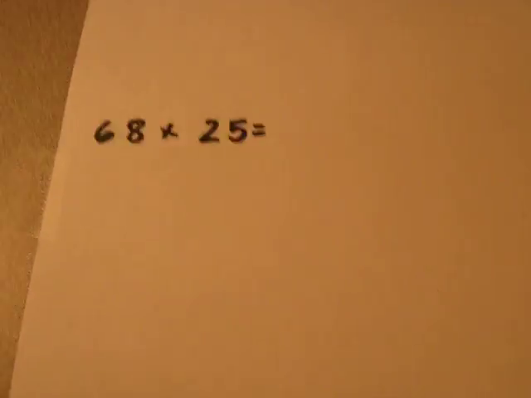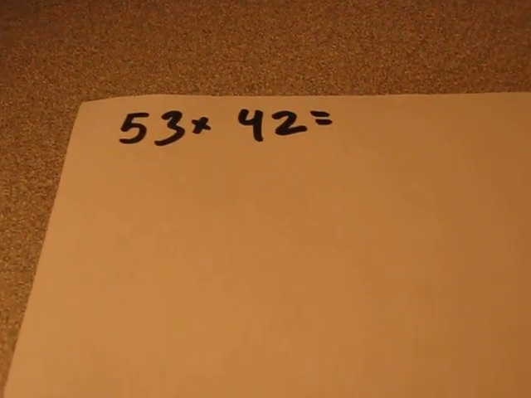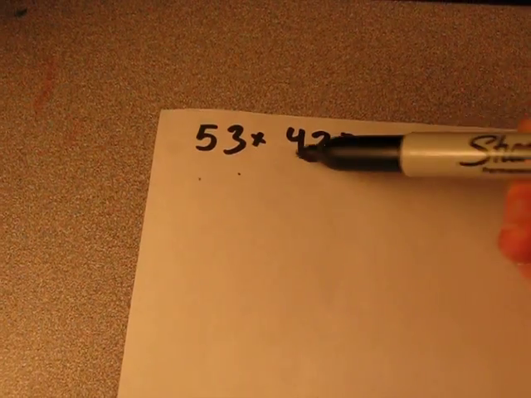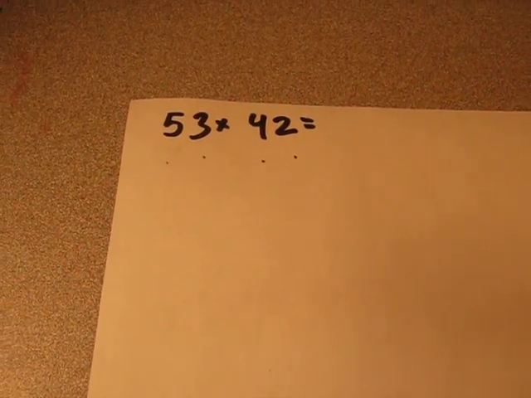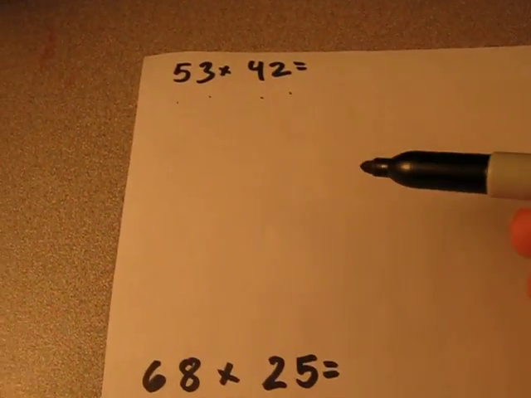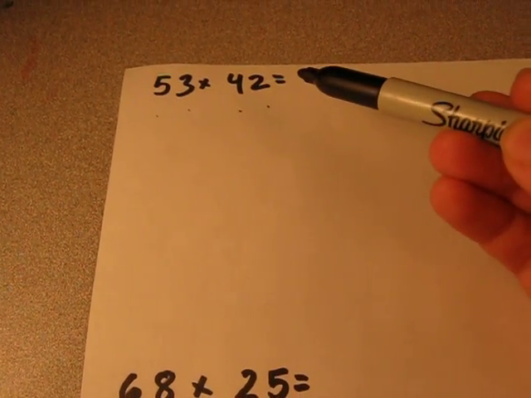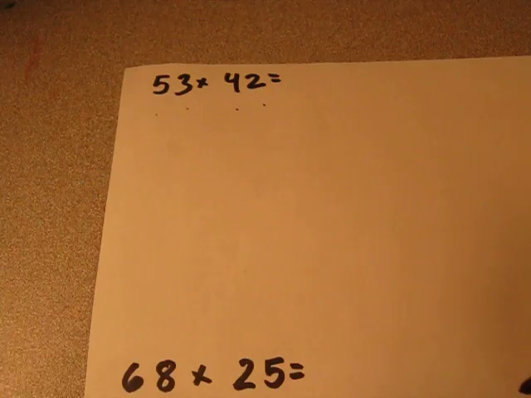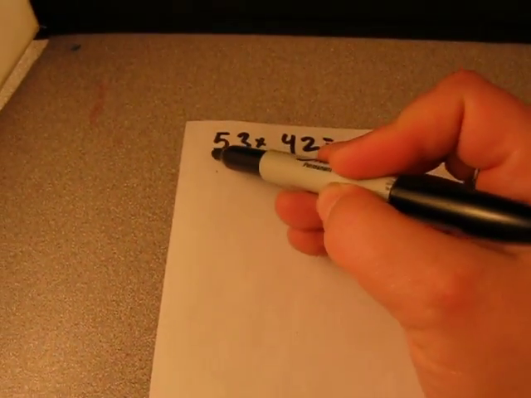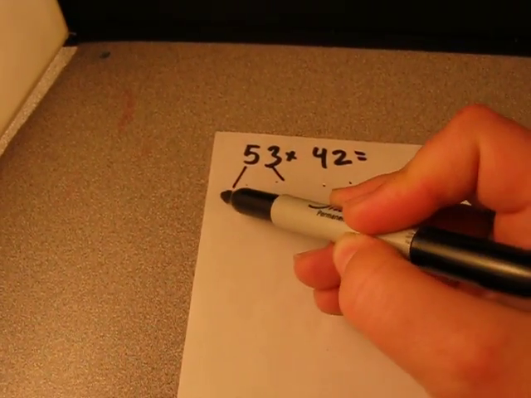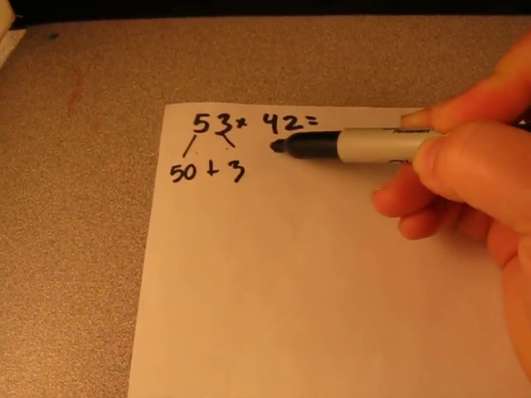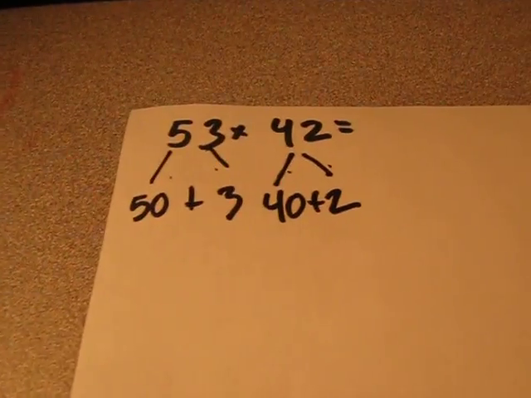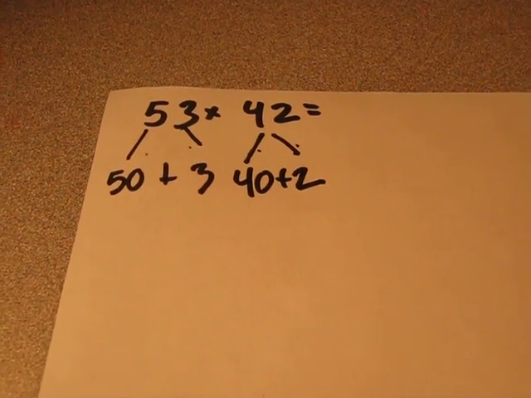The first problem is right here, 53 times 42. This is a 2-digit by 2-digit, which means if you were to draw a house, it would be a 4-bedroom house, because it would be a 2-digit number by a 2-digit number. 2 times 2 is 4. First, you have to think about what the expanded form of this number is. 53 is the same as 50 plus 3, and 42 is the same as 40 plus 2. Most of us know that in our heads, but I went ahead and drew it out just to illustrate.